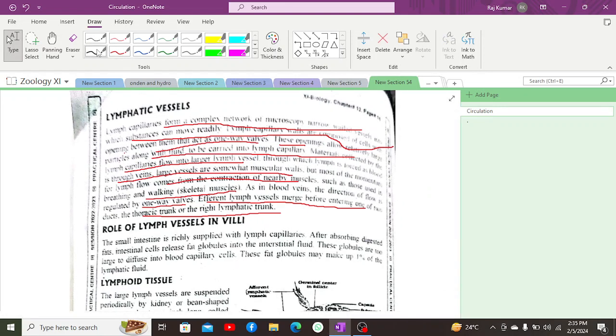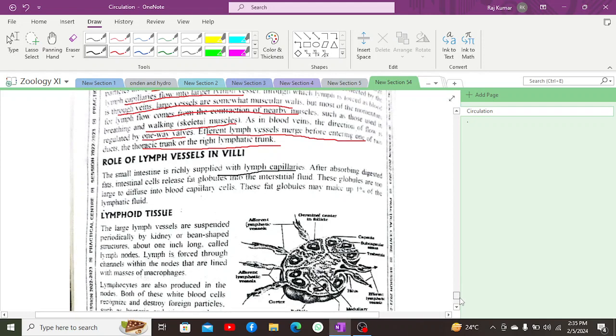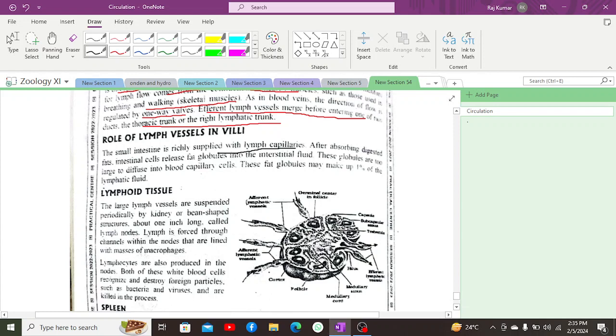And here, when it comes to the role of lymph vessels in villi, it was previously discussed that the small intestine is richly supplied with lymph capillaries. After absorbing digested fats, intestinal cells release fat globules into the intestinal interstitial fluid in the form of chylomicrons, and these globules are too large to diffuse into the blood capillary cells. These globules may take up 1% of the lymphatic fluid.